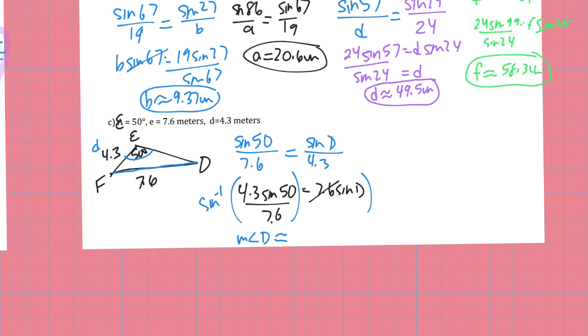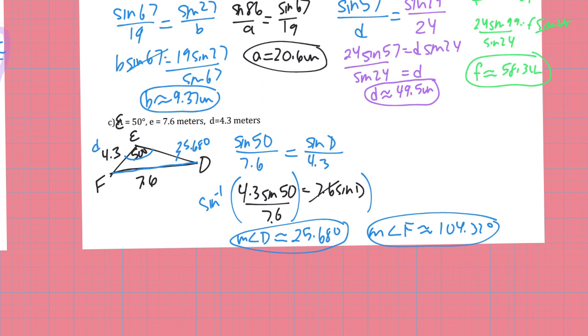So just lump the whole thing in your calculator, and you get your answer to be D to be about 25.68 degrees. And then with non-right triangles, you're going to have to use data that you found throughout the question. So if you do 180 minus 50 and 25.68, that means that the measure of angle F is approximately 104.32 degrees.